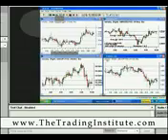Upper left, euro versus dollar. Lower left is dollar versus Japanese yen. Upper right, we've got the British pound versus the dollar. And the lower right, we've got the dollar versus the Swiss franc.